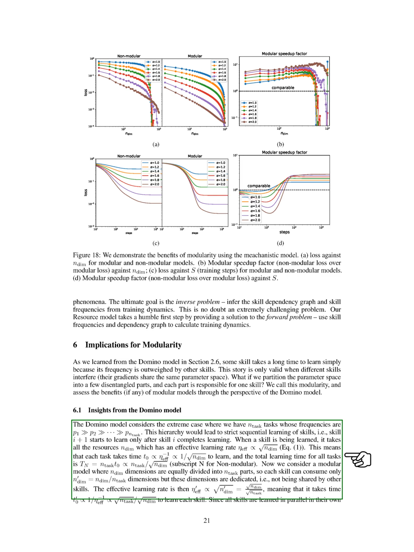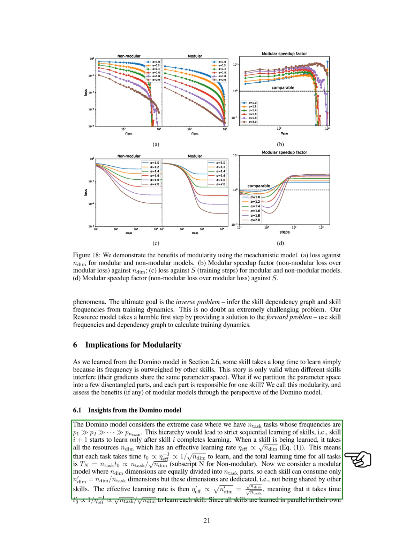The Domino model illustrates a scenario with multiple tasks, where the frequencies of tasks create a strict learning order. When a skill is being learned, it consumes all available resources, leading to a specific learning rate. Consequently, each task requires a certain amount of time to learn, and the total time for all tasks is proportional to the number of tasks divided by the square root of the dimensions.